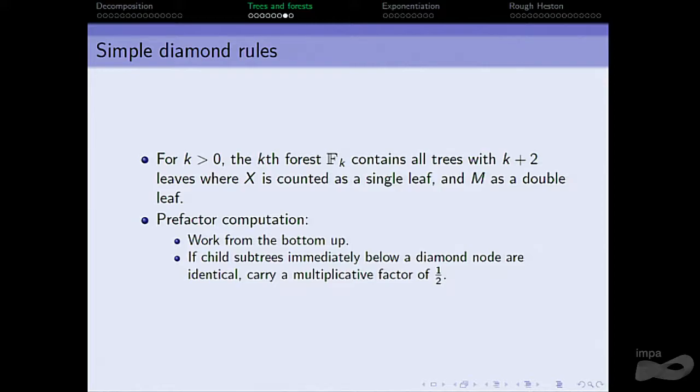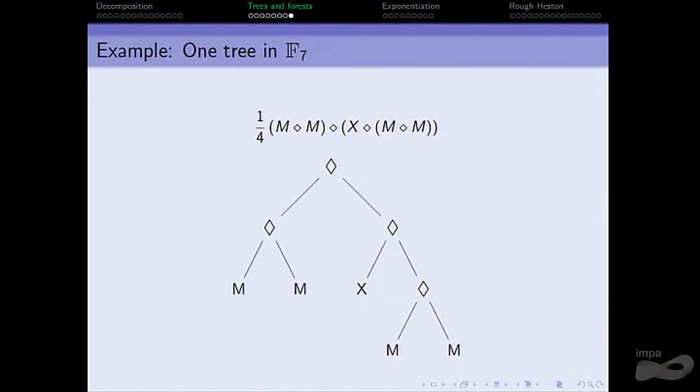So these are the rules. If there's any symmetry in a subtree, you multiply by a factor of half, and you get the kth forest by just writing down all trees with k plus 2 leaves. For example, here's one tree in F7, and you see you pick up a factor of a quarter because you have these two subtrees with reflection symmetry.